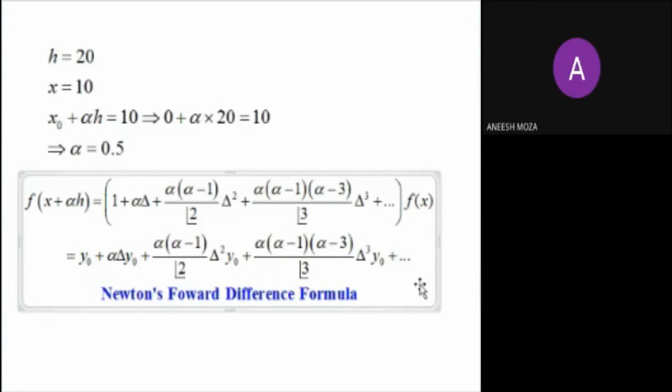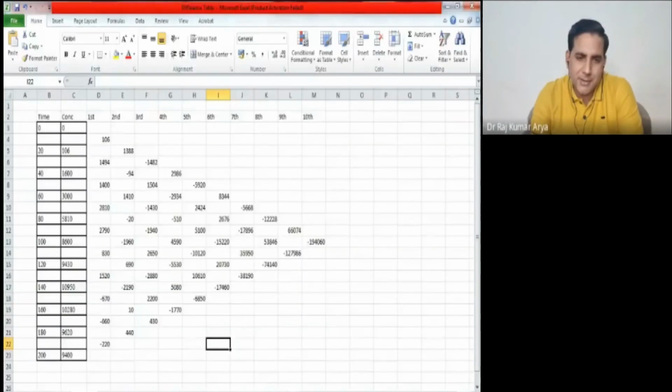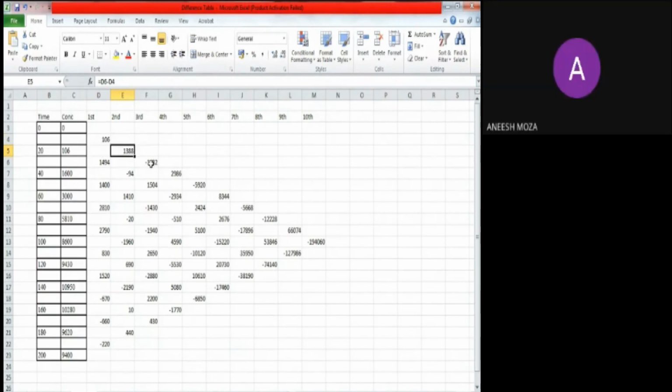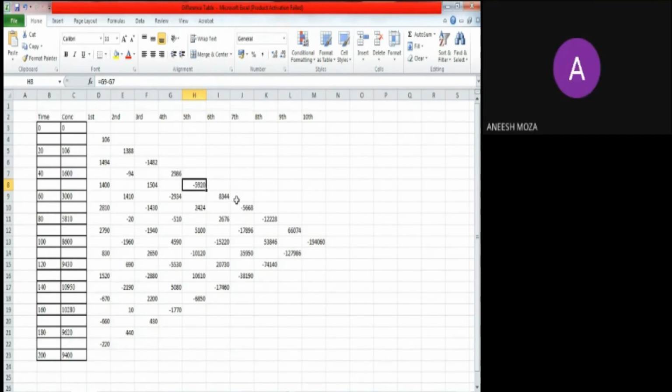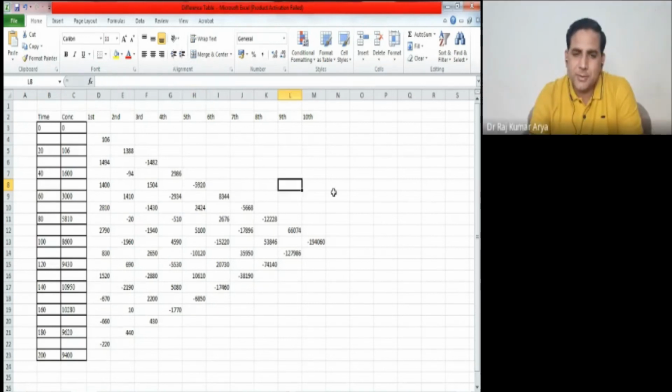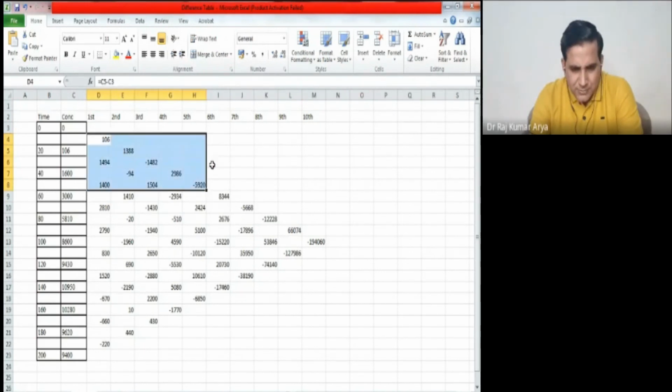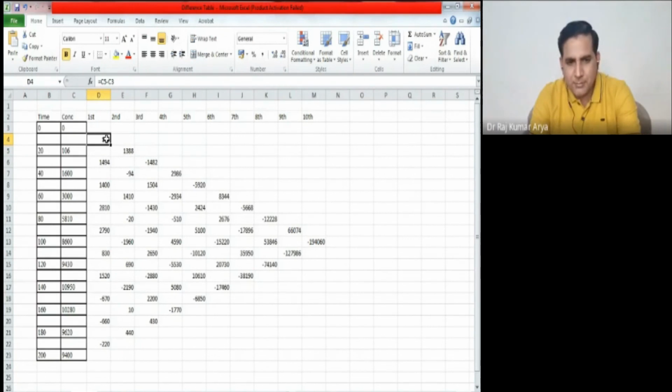So here delta y naught is the first difference, right? If you see here, these are delta y naught, this is delta square y naught, this is delta cube y naught, this is delta 4 y naught, this is delta 5 y naught. So you have these. So these lines, you have to consider these values here. So I am making them bold.